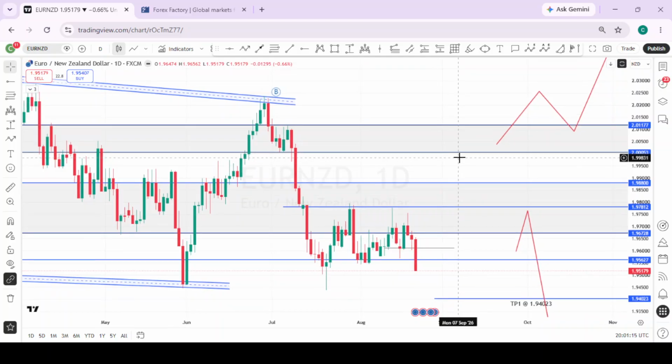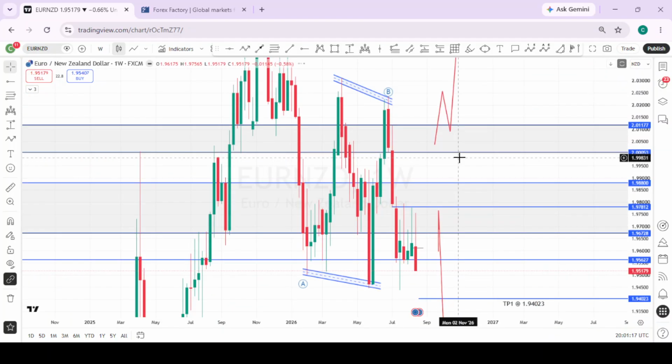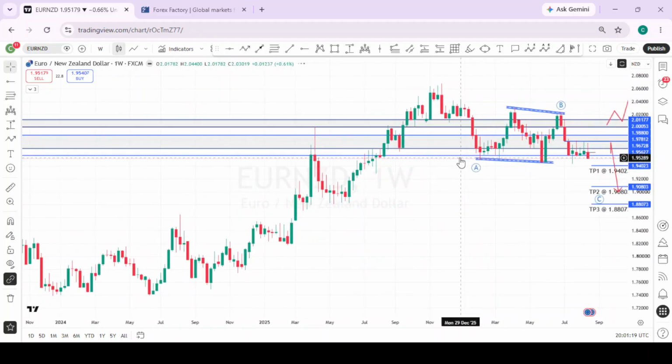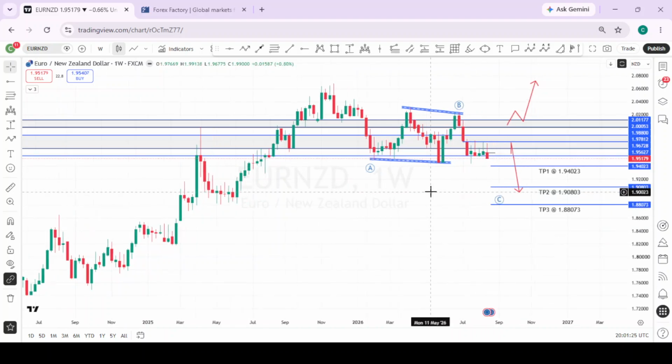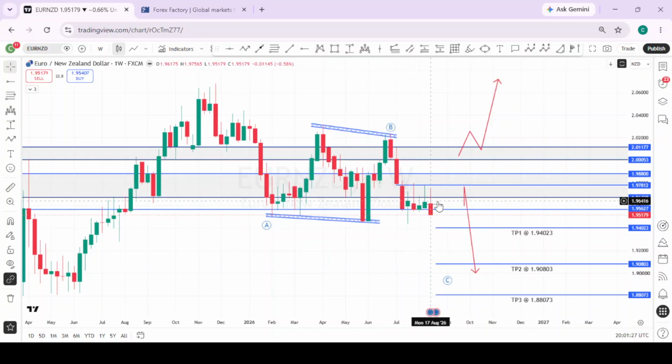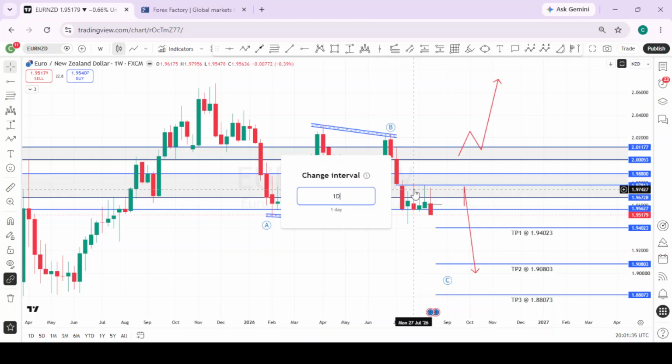This is Euro NZD. So for Euro NZD, we had this ABC correction that is developing. So this is the A leg, this is the B leg, and we are expecting a C leg downwards. So we identified this area of interest where we were expecting price to give us some bearish confirmations from, and price has rejected it nicely, and it's giving us some bearish momentum.